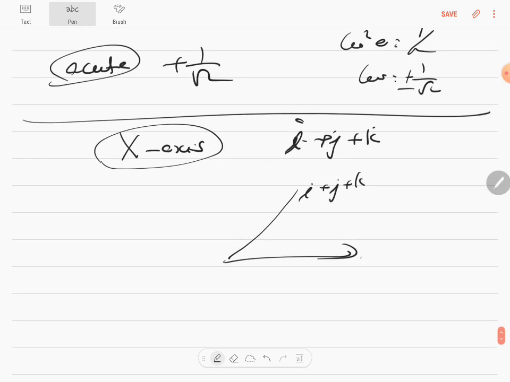It will be 0i plus some value j plus some value k. No, x-axis. Find the angle between x-axis and the vector i plus j plus k. Let's call this a vector. So this is a vector, okay? And with this vector, we are trying to find an angle.